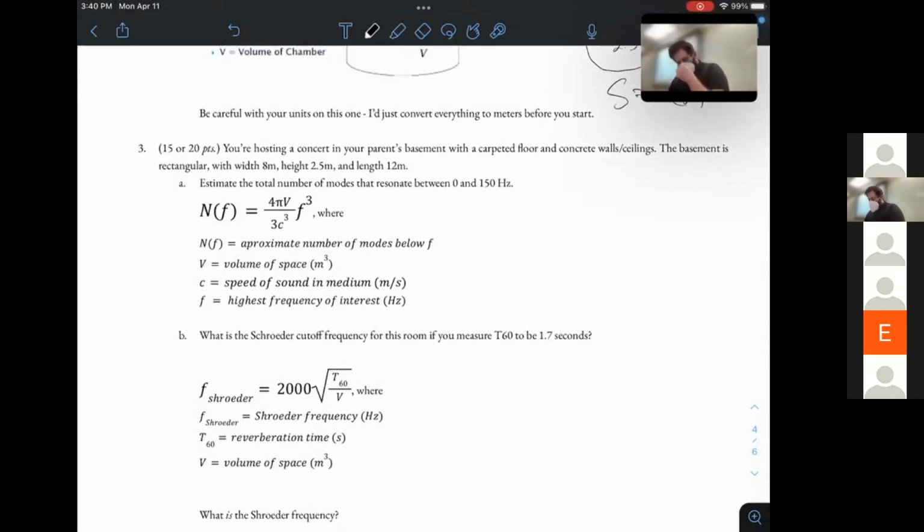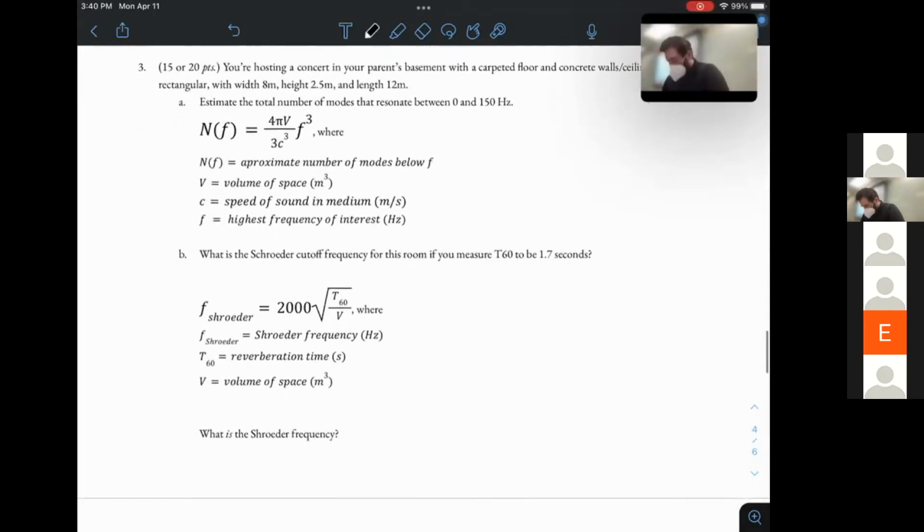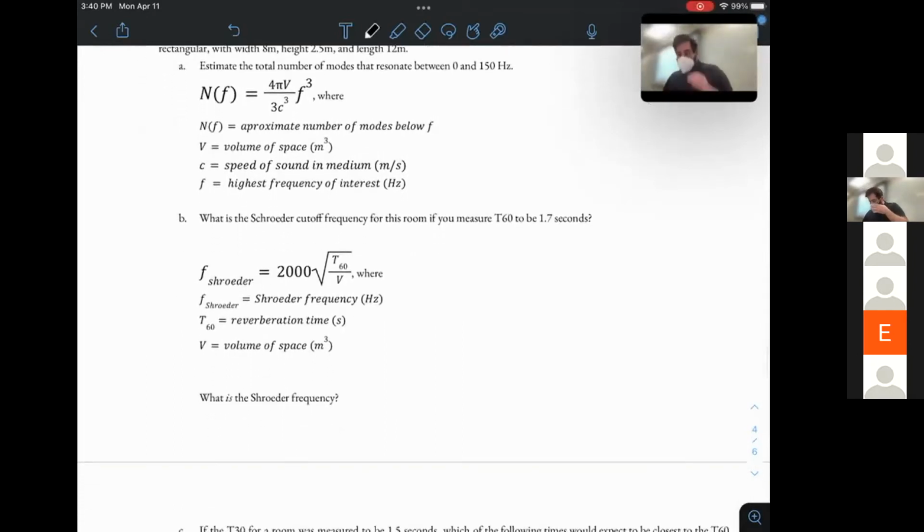Let's talk Schroeder cutoff frequencies. What is the Schroeder cutoff frequency for this room if you measure T60 to be 1.7 seconds? Just a quick aside here. Sometimes we talk about T60 at certain frequencies. You've seen this before. At 250 hertz, the T60 is 1.7 seconds. When you see it like this, T60 is 1.7 seconds, we're assuming that that's true for every frequency of interest, so maybe from 20 hertz to 20 kilohertz. It's the same. That's not actually true really ever.